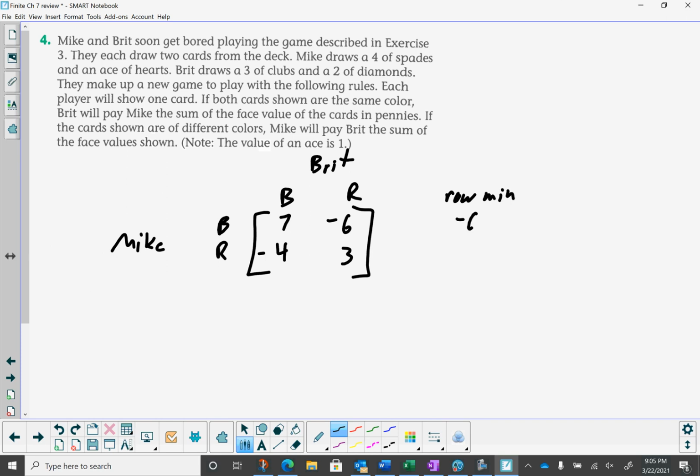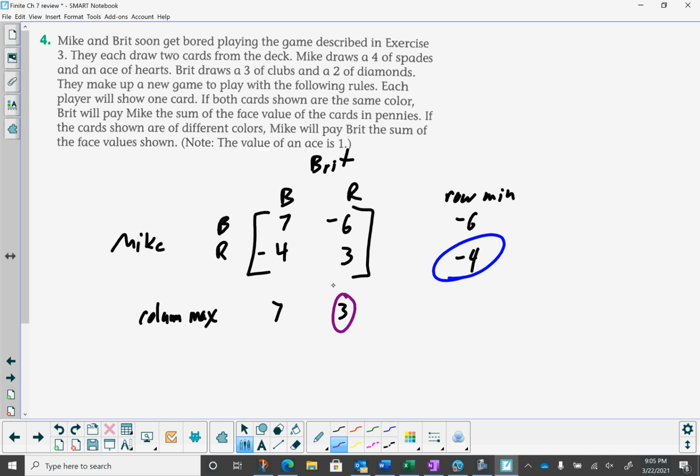So that'll be -6 here and -4 there. We want the maximum of the minimums, and that would be a -4. For Brit, the column maximums, 7 here and 3 there. And we need the minimum of the row maximums, so that would be a 3. This is not strictly determined, okay?